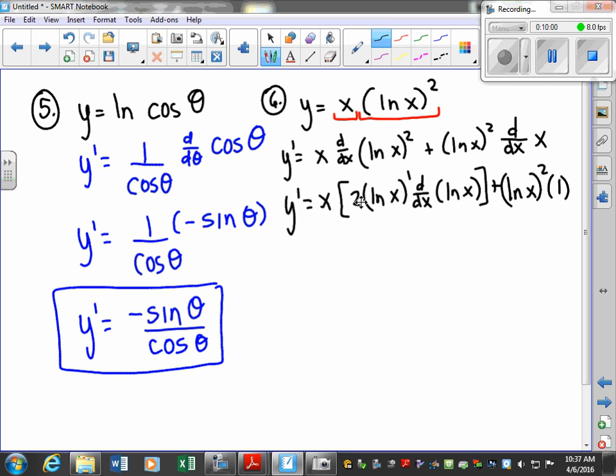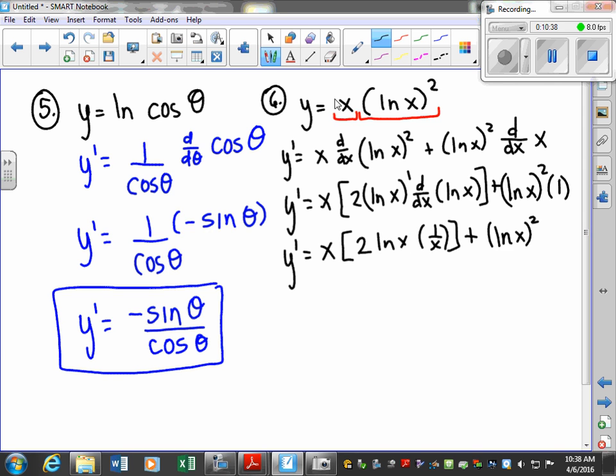Okay, now let's come through here and clean this up a bit. So y prime is equal to, bring down my x. Now inside of here, I'm going to have 2 natural log of x. Since that's to the first power, that's fine. What is the derivative of the natural log of x? This is what we're evaluating here. 1 over x. Good. Plus natural log of x squared is just going to be that.